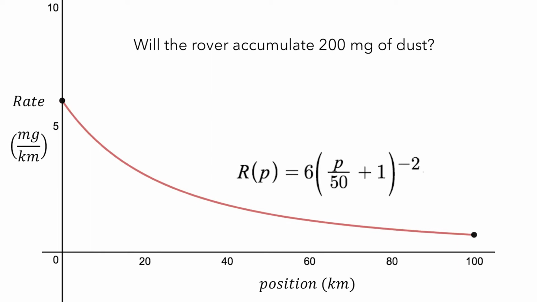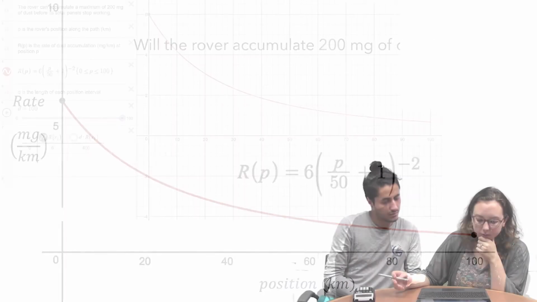In this video, you will see Julian and Alyssa working on the following problem. The Mars rover is traveling along the Martian surface. The formula shows the rate at which dust accumulates on its solar panels along the 100-kilometer path. Will the rover accumulate 200 milligrams of dust? As they work, consider the obstacles they encounter and think about how you might solve the problem.